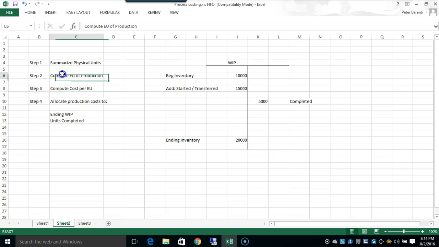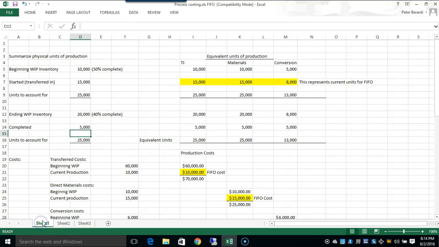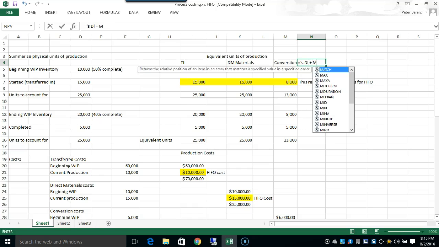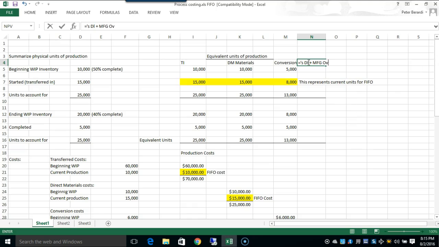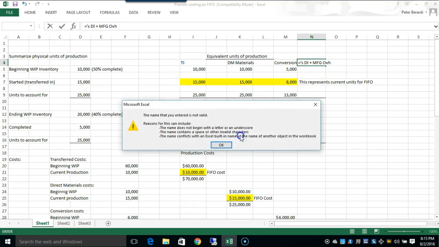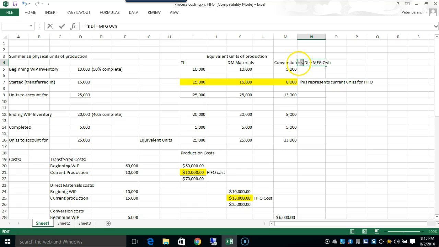The next step is compute equivalent units of production. So let me introduce this column. You're probably comfortable by now with these two columns, materials, which is really direct materials. So let me be specific here. And conversion. We know that conversion costs basically equals direct labor plus manufacturing overhead. That's the definition of a conversion cost.